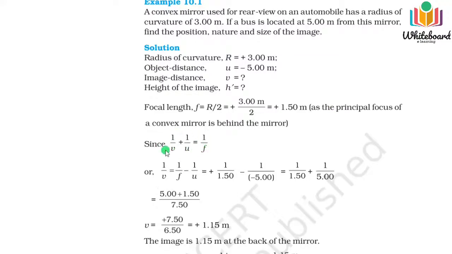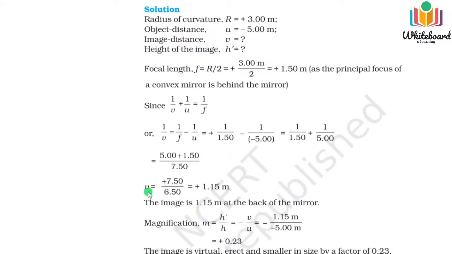Now applying the mirror formula, 1 by v plus 1 by u is equal to 1 by f. From here we have to find v. So 1 by v is equal to 1 by f minus 1 by u, keeping v on the left hand side because we have to find v, and altering the remaining things on the right hand side. That is 1 by 1.5 minus 1 by minus 5. After calculation it comes out as plus 1.15. So the image is 1.15 meter at the back of the mirror. In a convex mirror, the image is always formed behind the mirror and it will be very small in size. And the magnification will obviously come out less than 1.